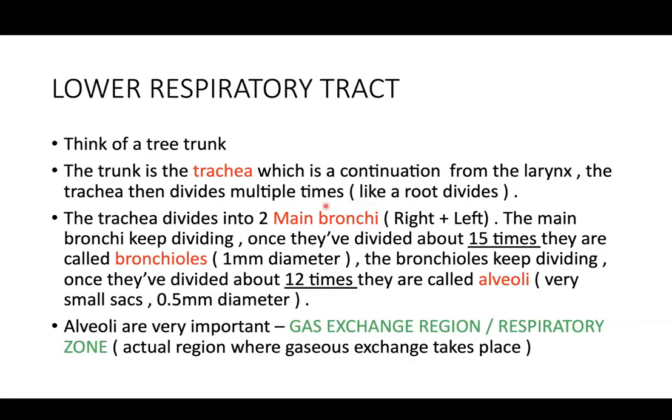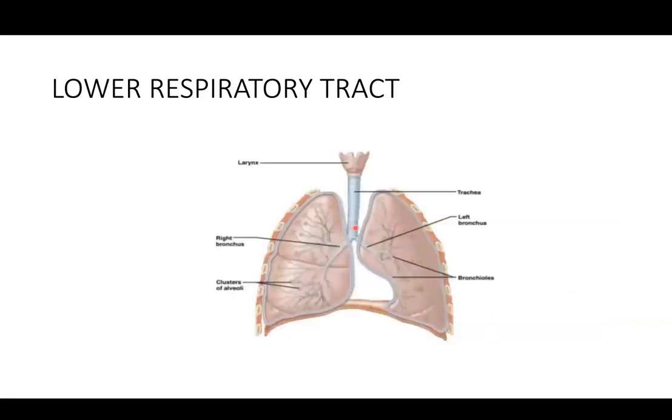Then the trachea divides multiple times, like a root divides. You see a root dividing into many parts. That's how the trachea divides. The first division makes two main bronchi, a right bronchus and a left bronchus. So let's look at it in the diagram. Here's the trachea. It divides into two. This is the right one. This is the left one.